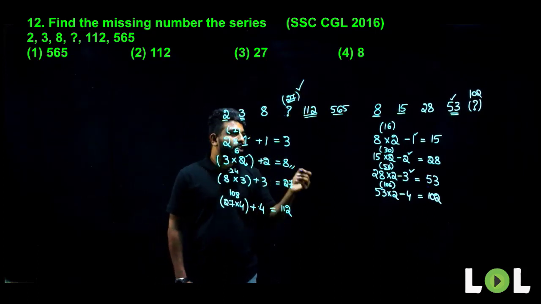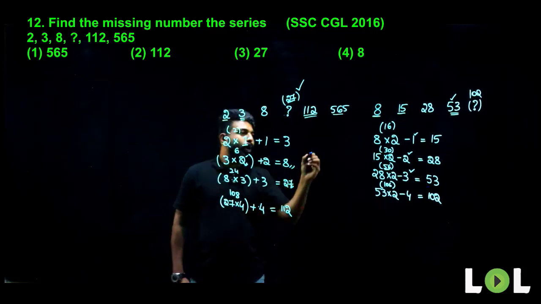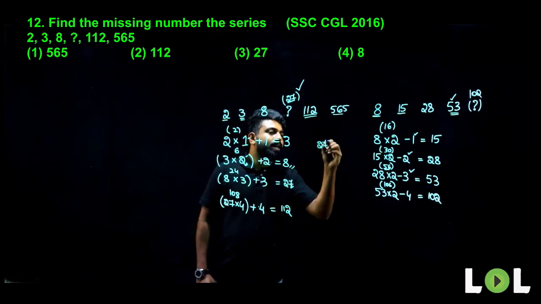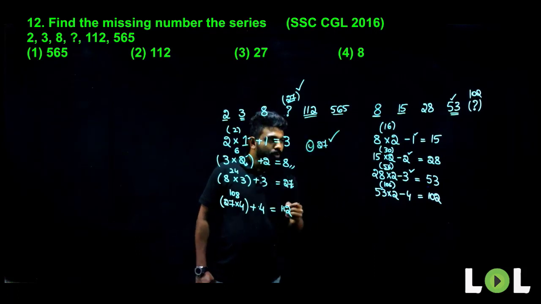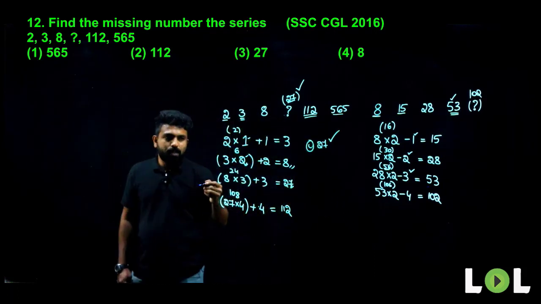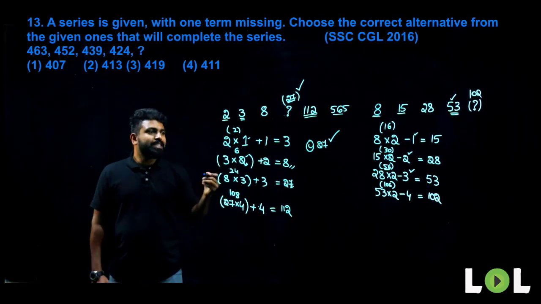Do we have that in our options? Yes, option C or option 3, 27 is our right answer. So let us move on to the next question then. What is our next question? What does it say?